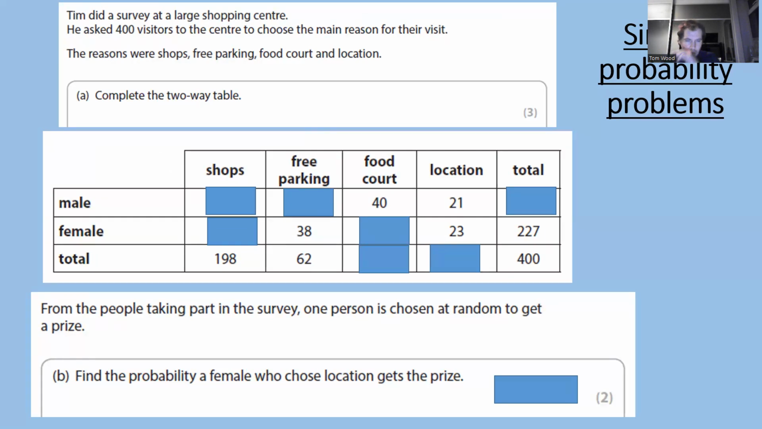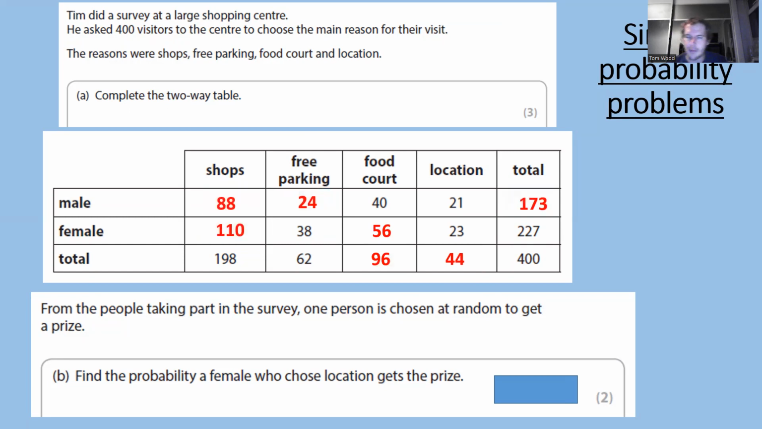You then get your follow-up question, which tends to be 1 or 2 marks, and it's asking you to give a probability about something. So the question we've got here is, Tim did a survey at a large shopping centre. He asked 400 visitors to the centre to choose why they visited. Complete the two-way table. So we can go through here, we can do our Sudoku, and we can get all of these gaps filled in nicely. That's going to get you 3 marks.